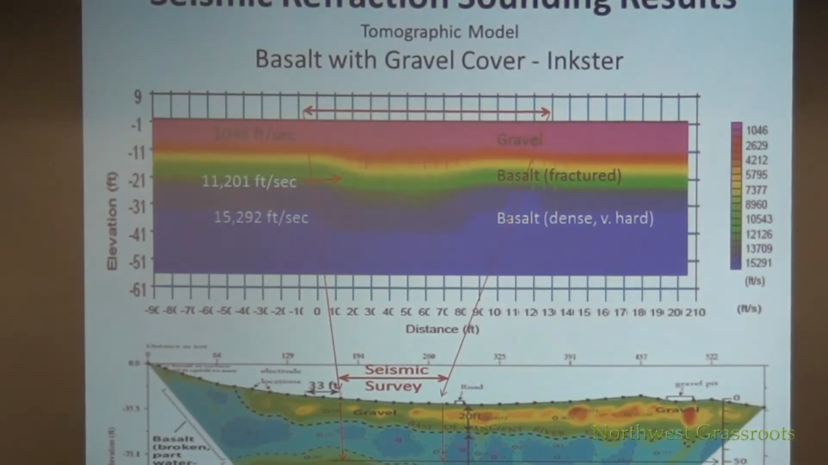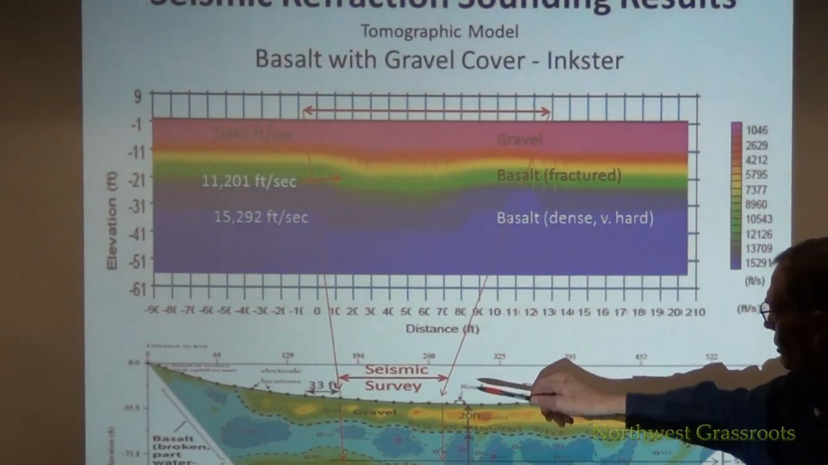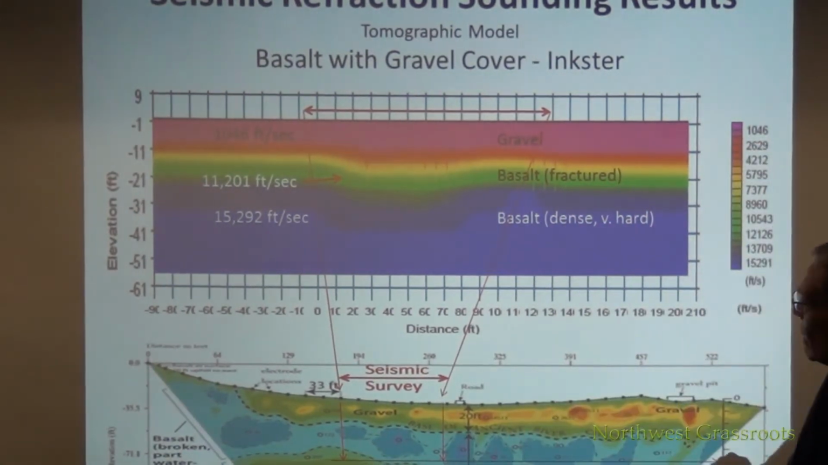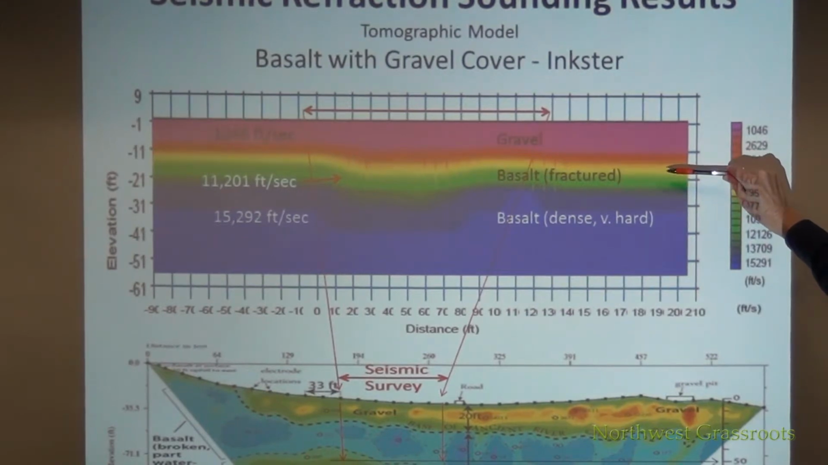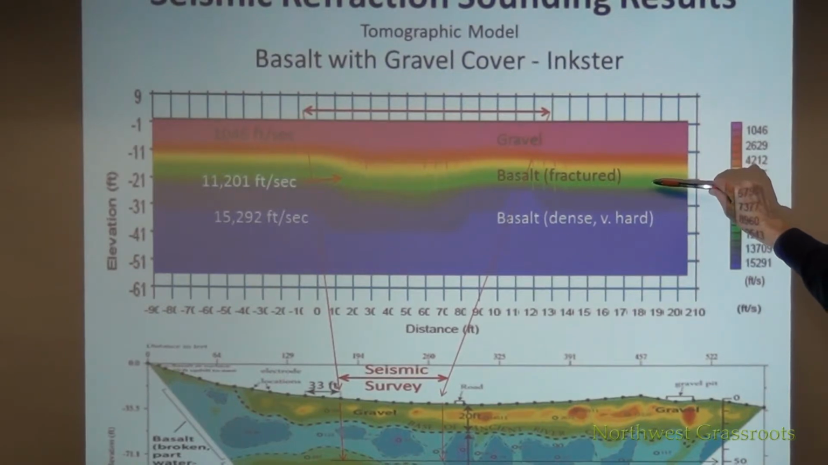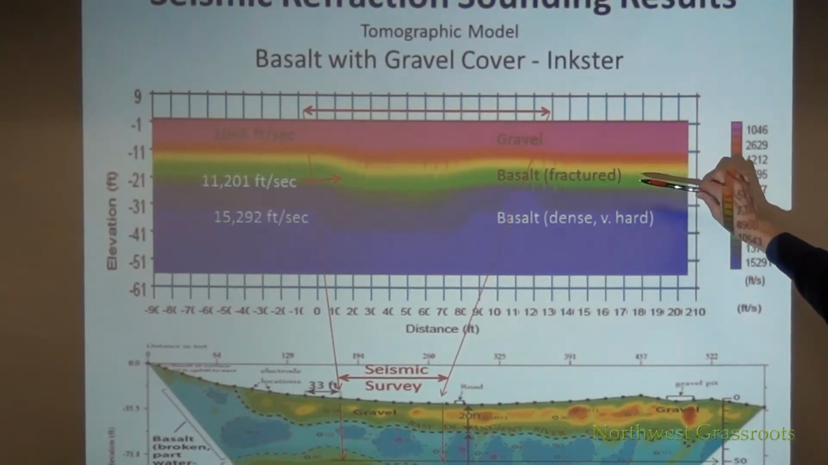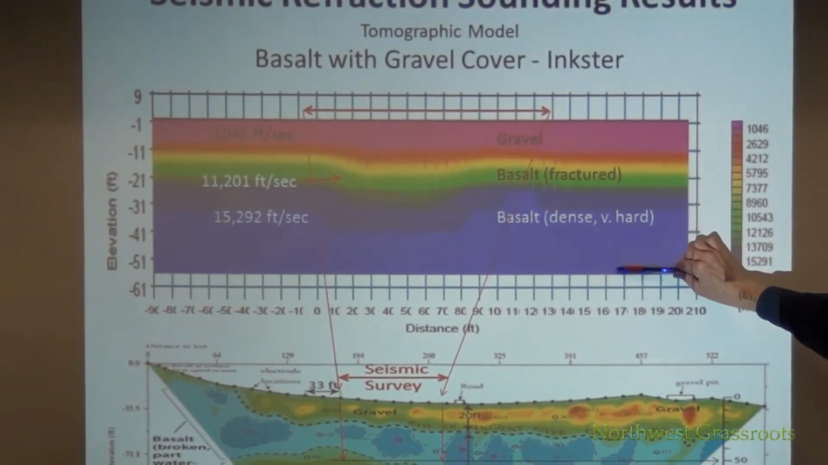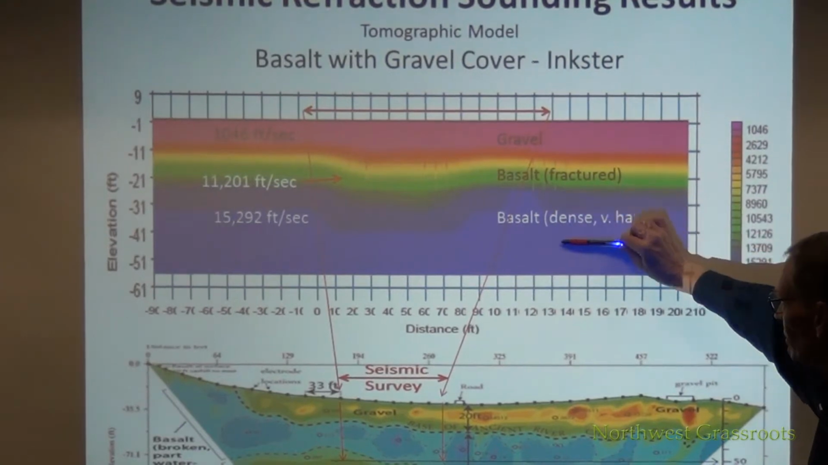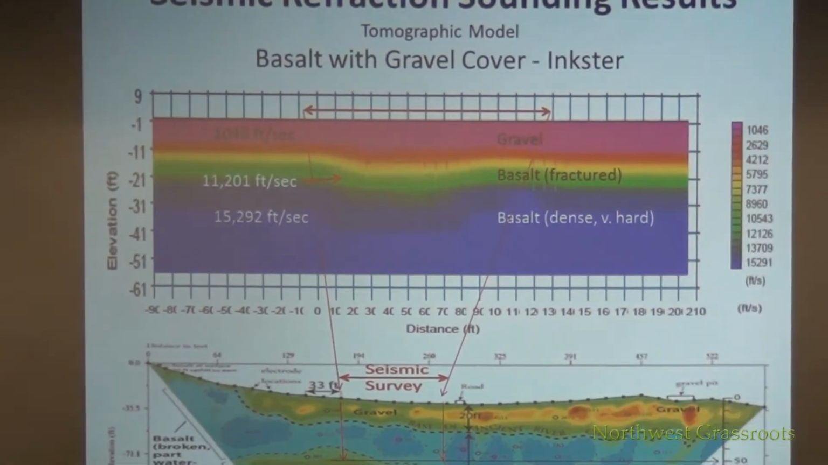We have this dish-shaped area. The red lines show where the seismic survey was run. So we have about a 12-foot gravel that goes into a medium velocity zone, which is probably a basalt that's fractured, and then into a very dense unfractured basalt. So this section right here is the yellow and the green. From this we could conclude that this is a basalt, and it's fractured, and the fractures hold the water. And that's the end of that one.